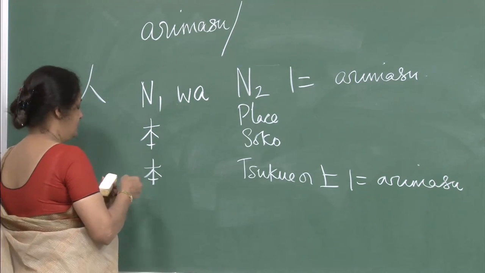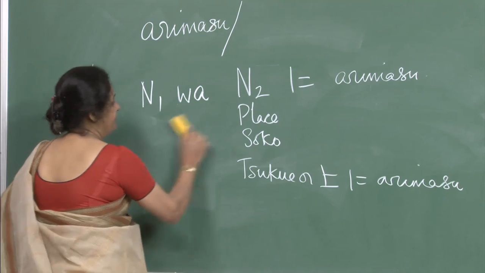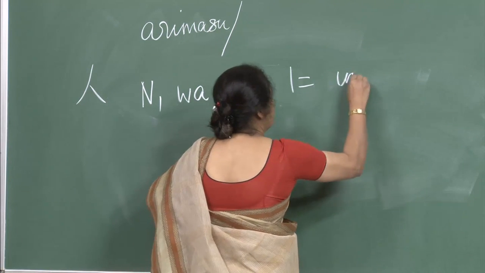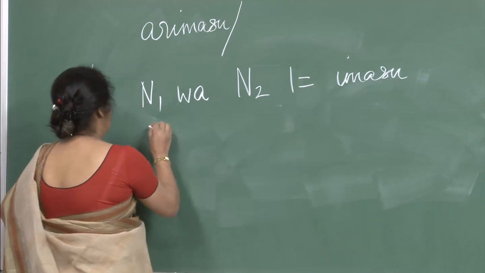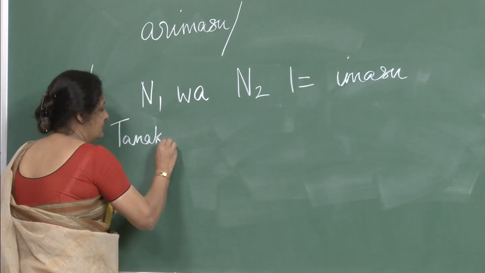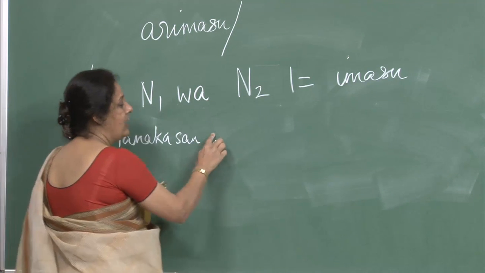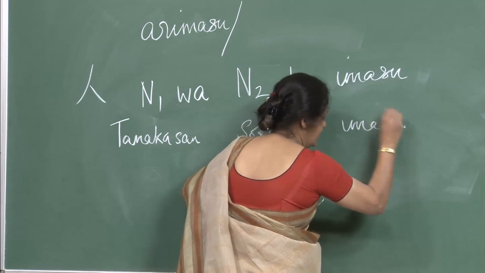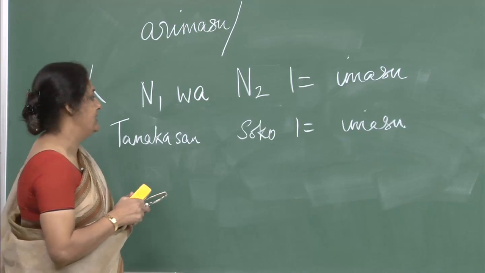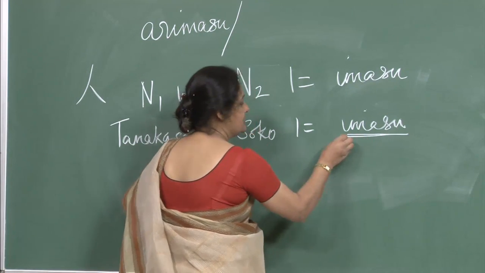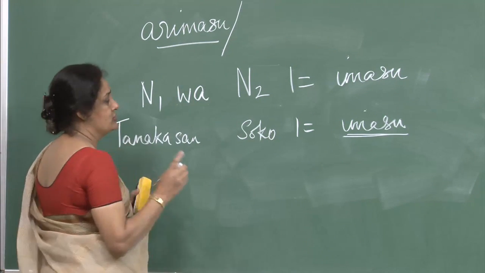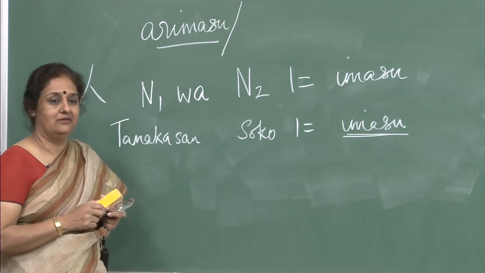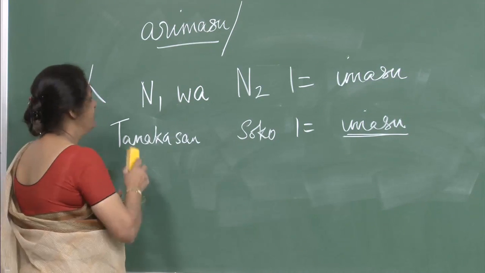Now, this time we will do Tanaka. Tanaka-san wa soko ni imasu. Tanaka-san is present over there. So, please, for people and for animals, it is imasu and not arimasu. Shows location of living things at a certain point. Presence of living things at a certain point or place.